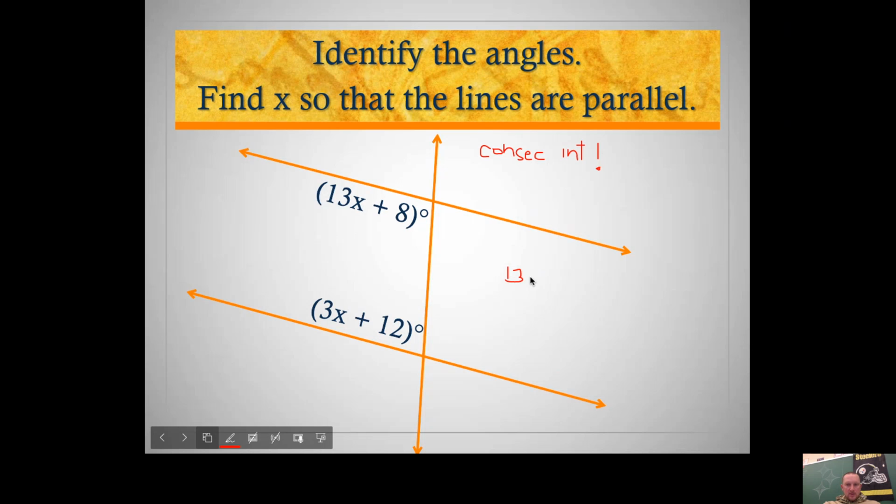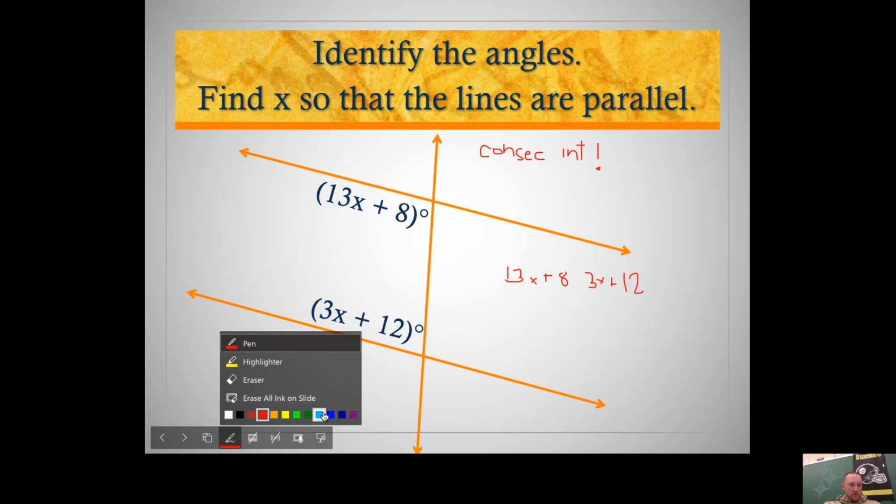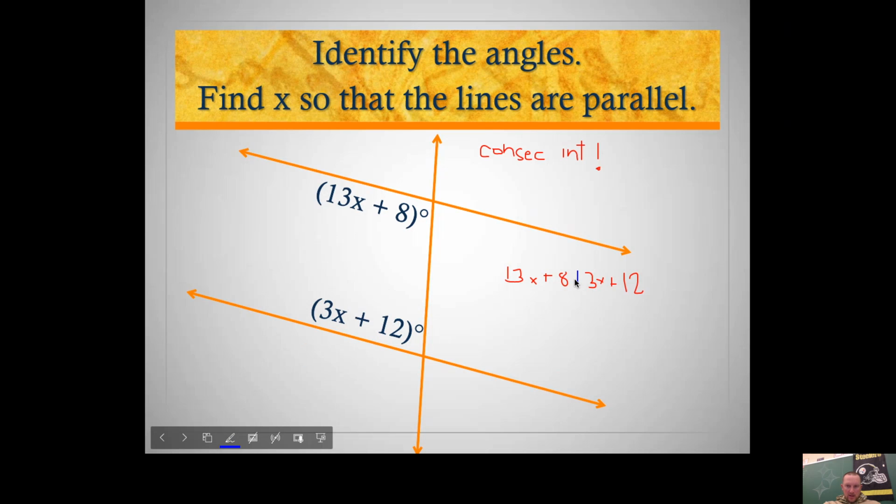Your 13x plus 8 and your 3x plus 12, these angles are most likely not going to be the same. You need to set up the equation so that they add up to 180. One of them's acute and one of them's obtuse. That's the difference here. So we're going to add these angles. And we need to get 180 degrees total.